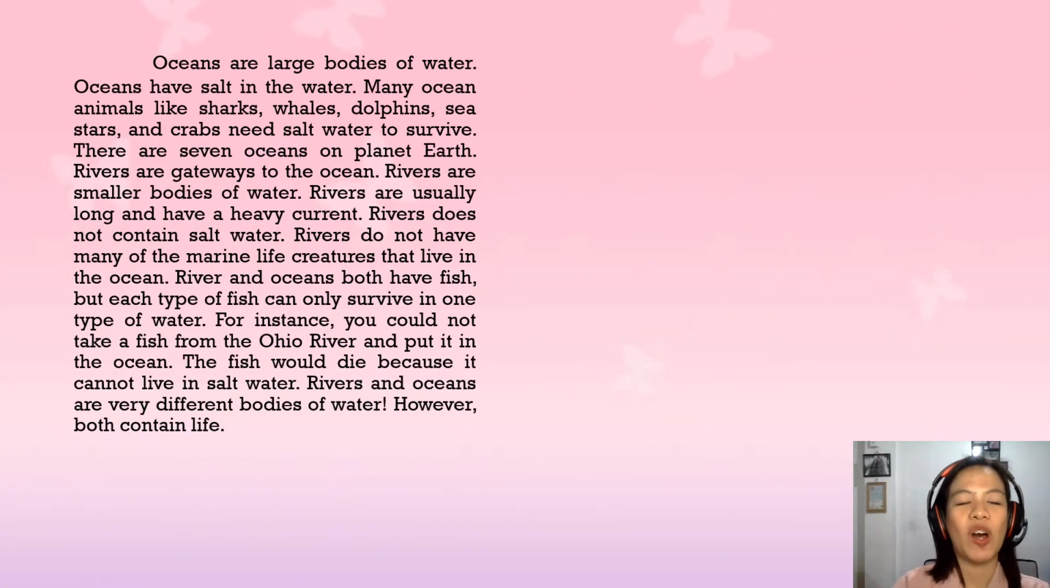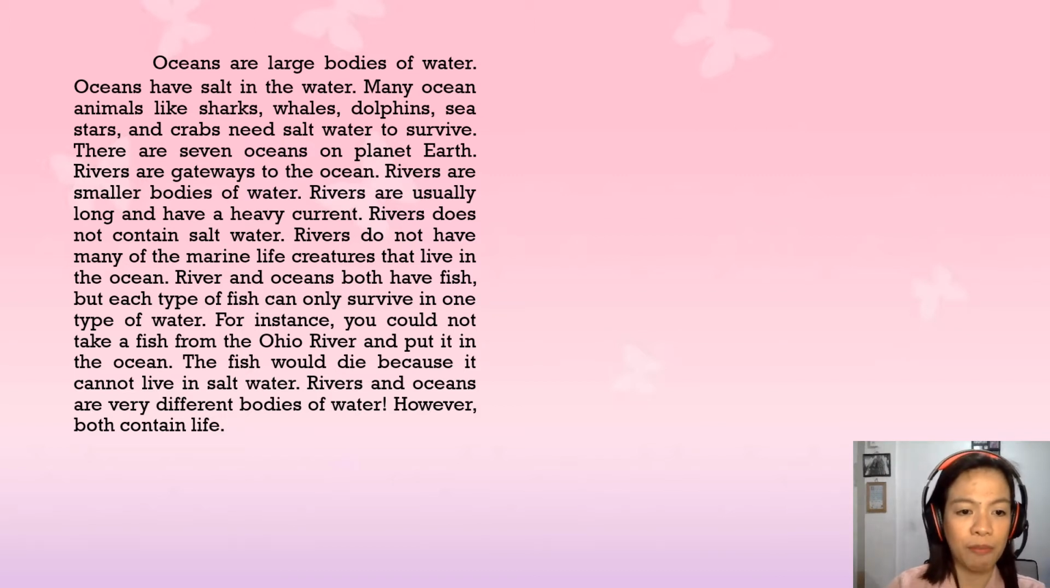Next, oceans are large bodies of water. Oceans have salt in the water. Many ocean animals like sharks, whales, dolphins, sea stars, and crabs need salt water to survive. There are 7 oceans on planet Earth. Rivers are gateways to the ocean. Rivers are smaller bodies of water. Rivers are usually long and have a heavy current. Rivers do not contain salt water.